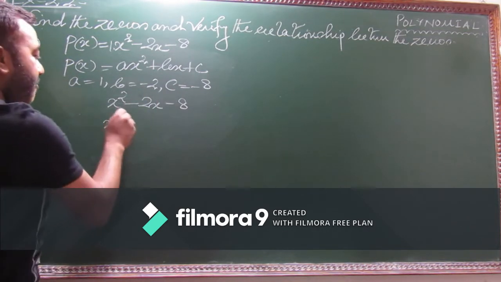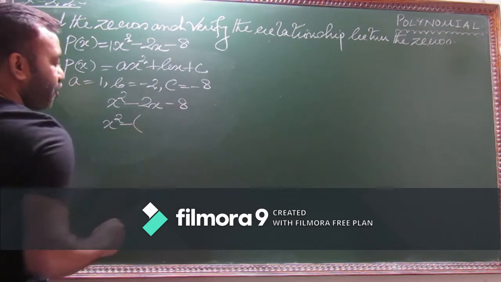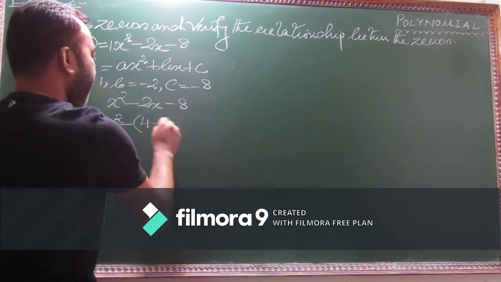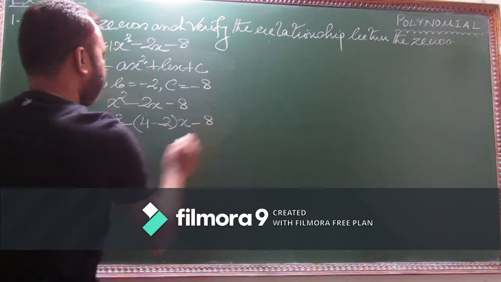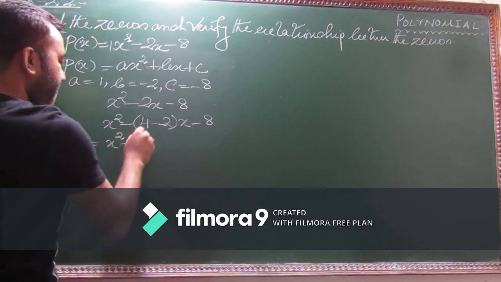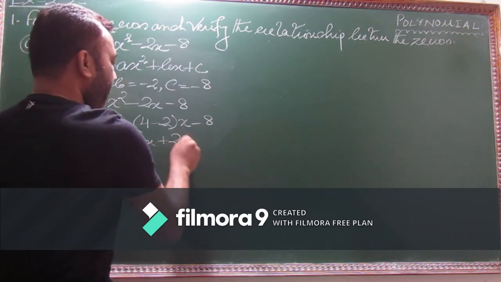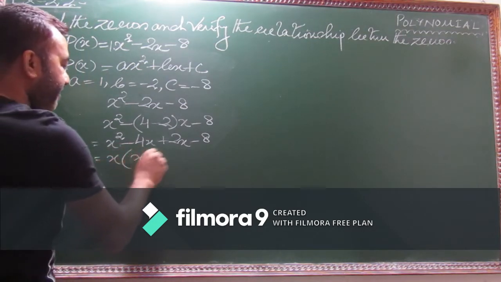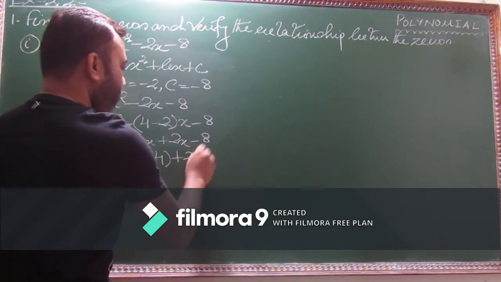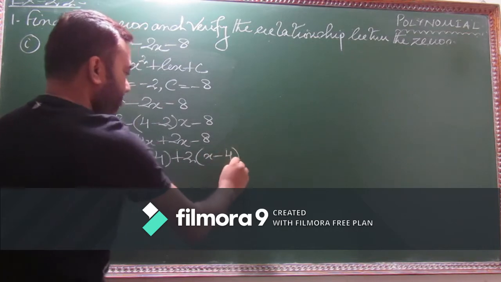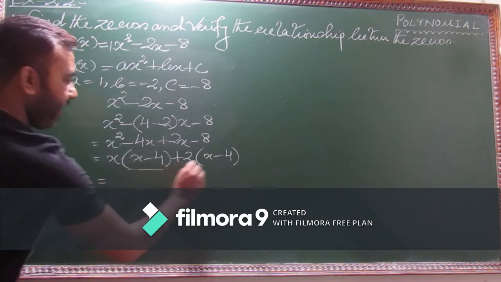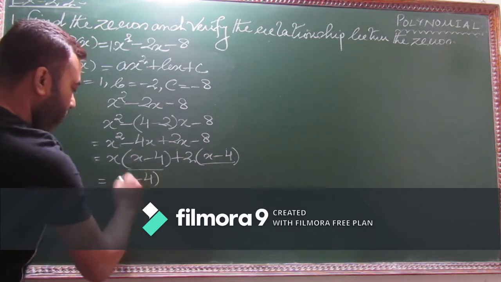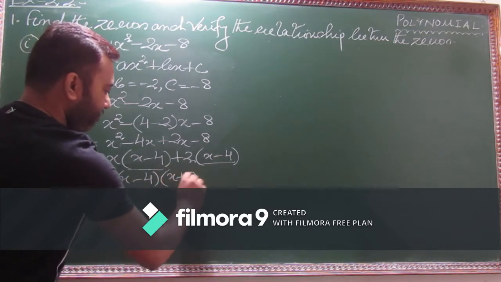So what is this? x square minus 8. You know that 4 into 2 is equal to 8. So the middle term is 4 minus 2 into x. So this is x square minus 4x plus 2x minus 8. Taking common factors, this is x into x minus 4, plus 2 into x minus 4. So this is x minus 4 into x plus 2.